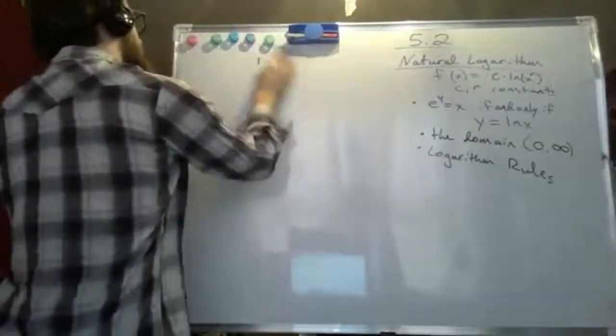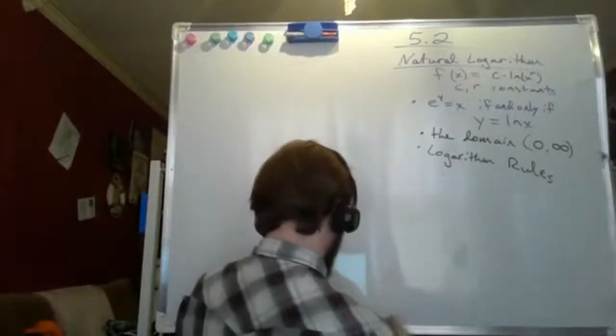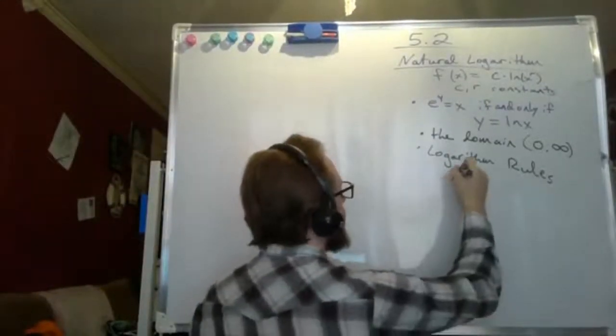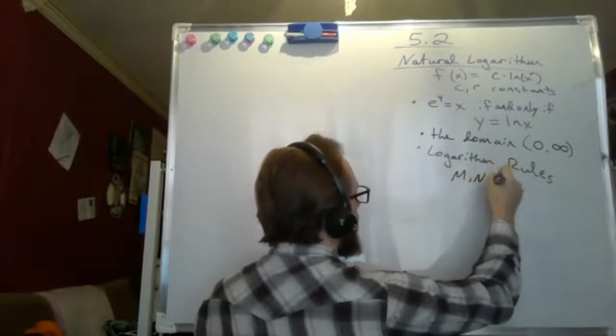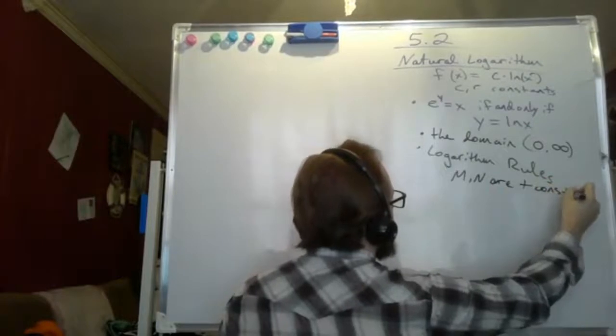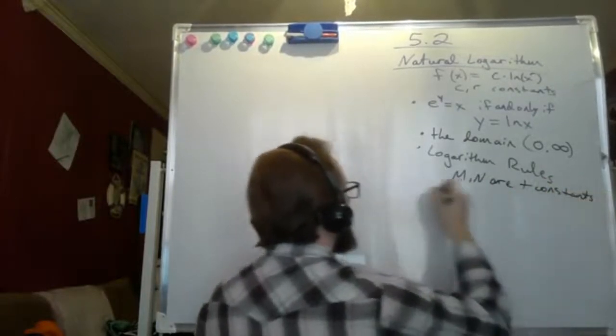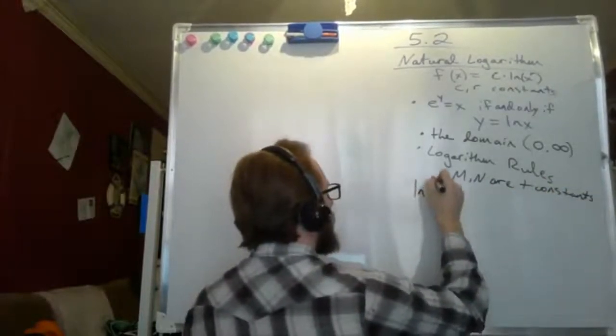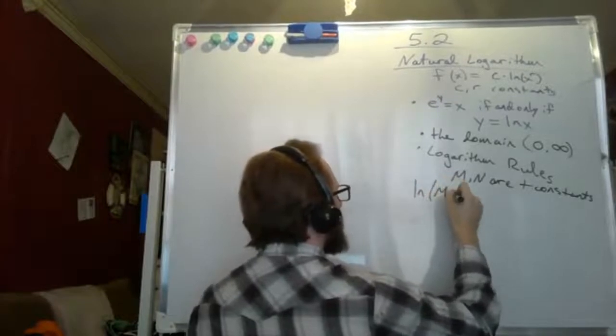So what are these rules? Well, these are probably rules you've seen before, but in case you haven't, I'm going to go ahead and put them up here so that you'll know what to expect. So first things first, assuming m and n are positive constants, then our first rule is the natural log of m times n.